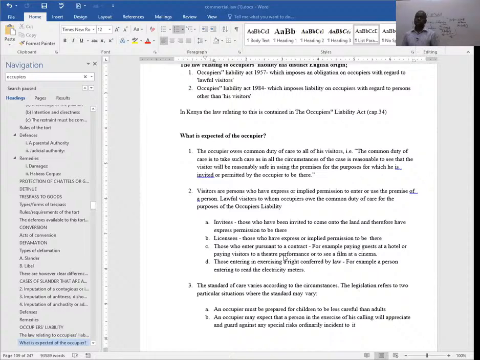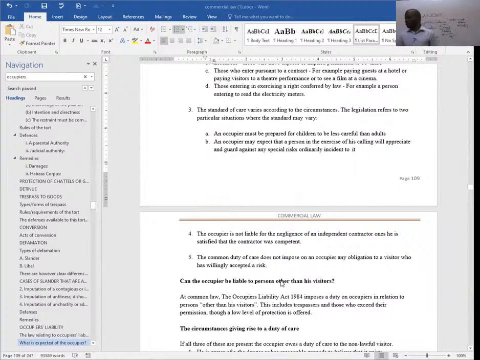So the standard of care will depend on the circumstances surrounding those visiting the premises. It could be adults, or it could be children. For the case of children, the standard of care will be very, very high, because they need a lot of guidance in ensuring their safety. An occupier may expect that a person in the exercise of his calling will appreciate and guard against any special risks ordinarily incident to it.